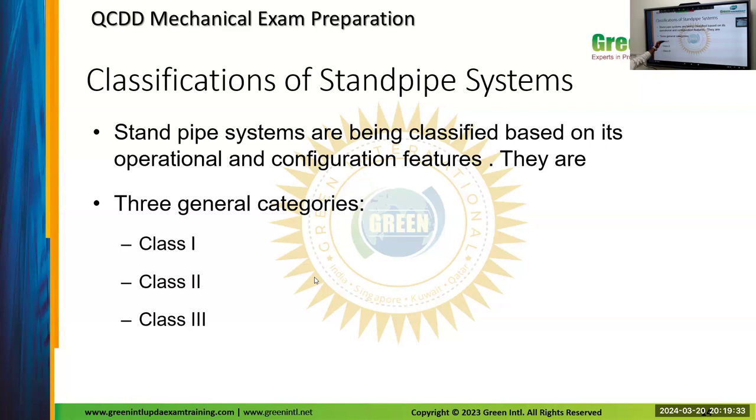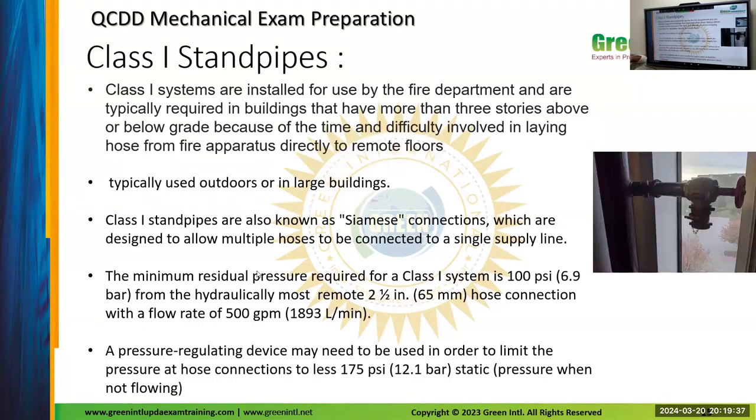So based on this, there are three categories: class 1, class 2, and class 3 standpipe systems. Class 1 standpipe systems are installed for use by the fire department and are typically required for buildings that have more than 3 stories above and below grade, because of the time and difficulty involved in laying hose from the fire department directly to the remote hose.